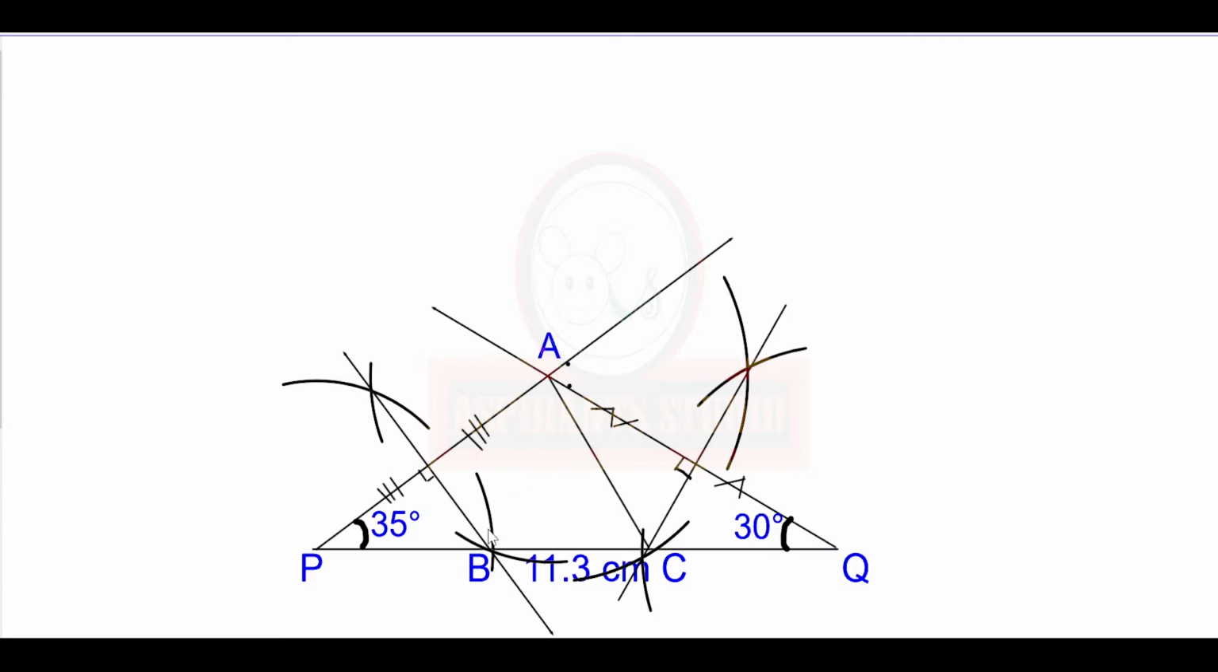Now finally you have to join A and B, and also you have to join A and C with line segments. Now triangle ABC is the required triangle.